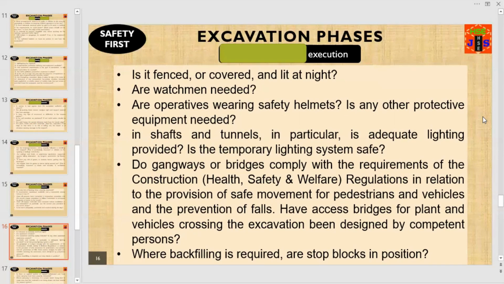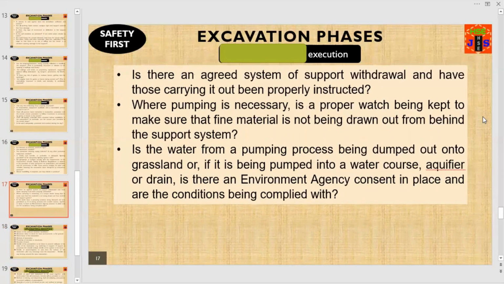Where backfilling is required, are stop blocks in position? Is there any agreed system of support withdrawal, and have those carrying it out been properly instructed and trained? Where pumping is necessary, is a proper watch being kept to make sure that fine material is not being drawn out from behind the support system?